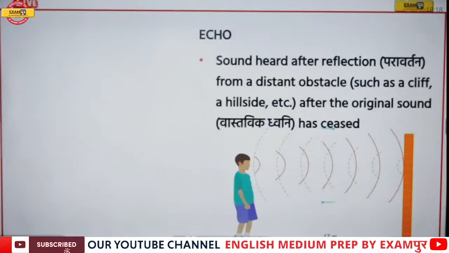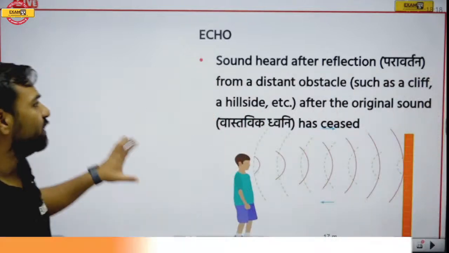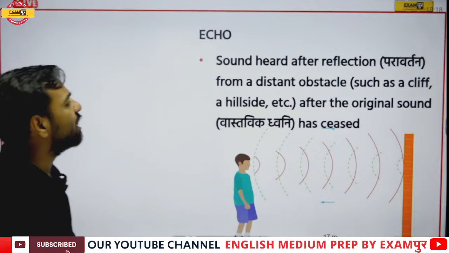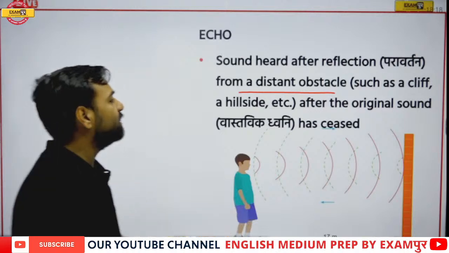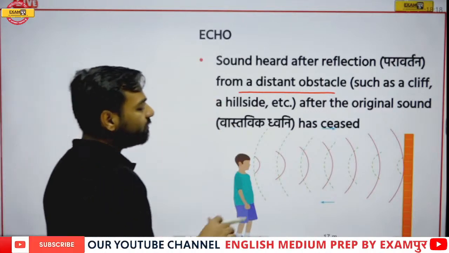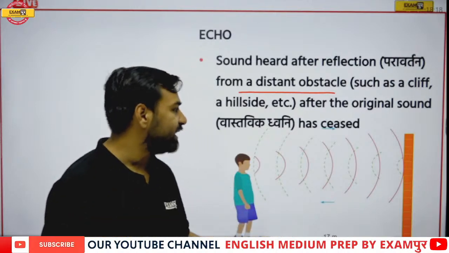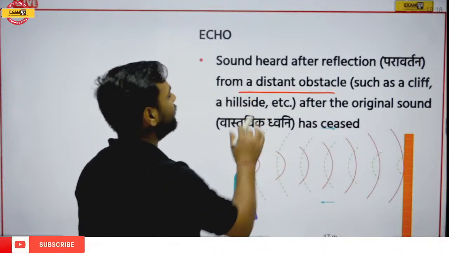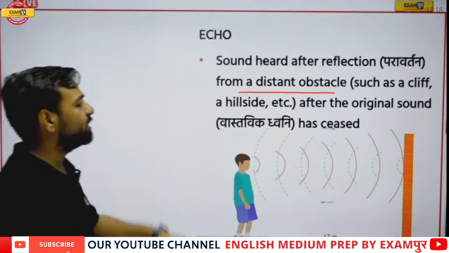Now talking about echo. What is an echo? It is the sound heard after reflection from a distant obstacle, which can be a cliff, a hillside, or anything, where there must be some sort of distance. The minimum distance required is 17 meters. So again I'll say, an echo is sound heard after reflection from a distant obstacle after the original sound has ceased.